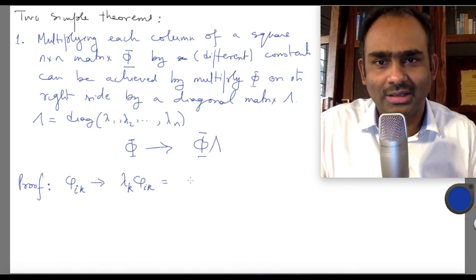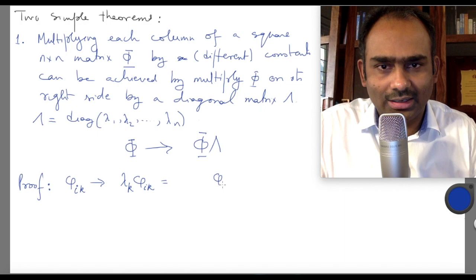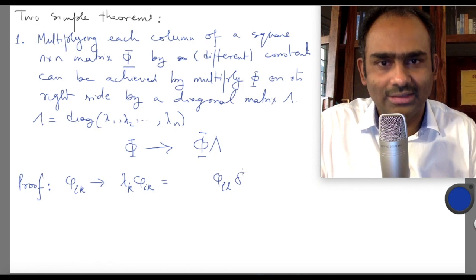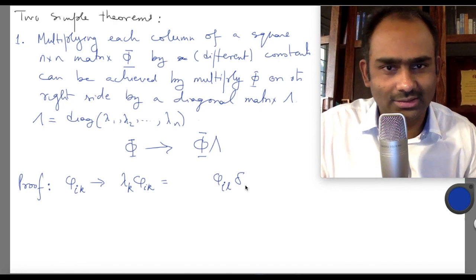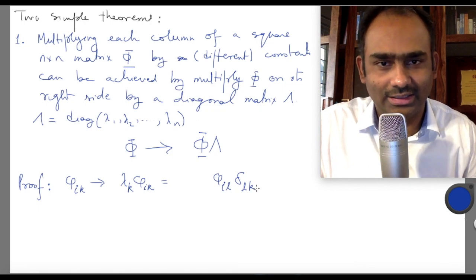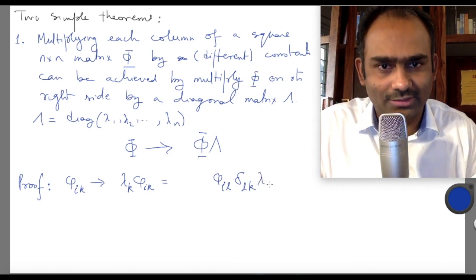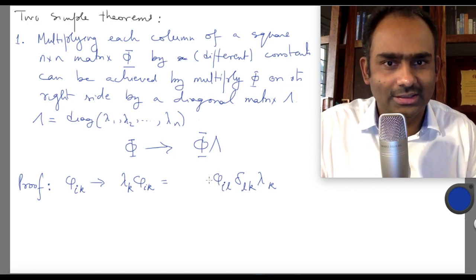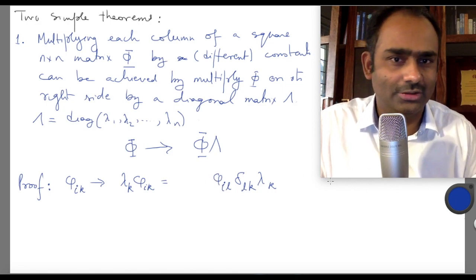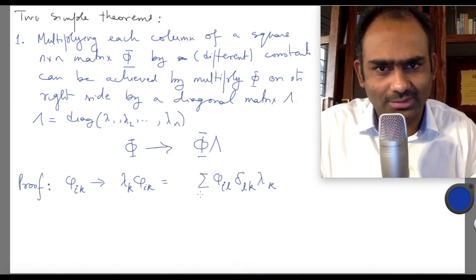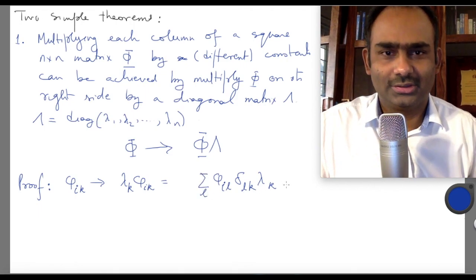That should be clear. Now I can write this phi I k as phi I L delta LK, it's symmetric anyway, and you already have a lambda K sitting with you. So phi IL delta LK makes phi IK. There is a summation over L, but not over K. Let me make it explicit by putting summation over L. So you agree with this.